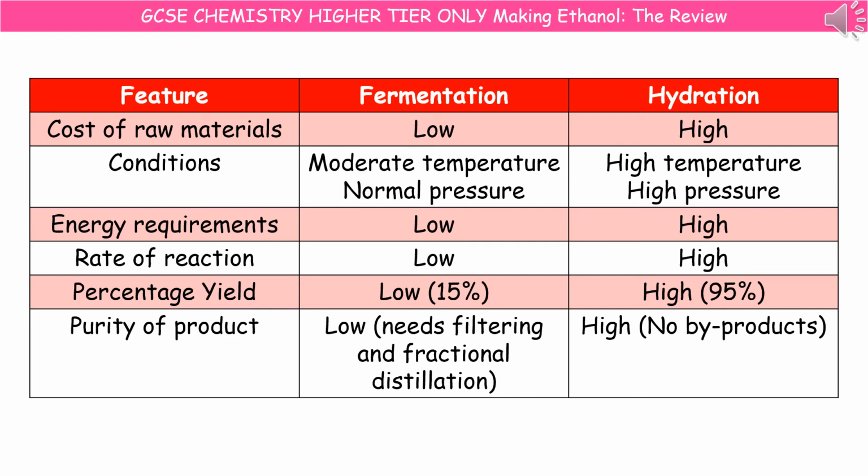The last thing we need to be able to do is to compare those 2 different techniques for making ethanol and then decide which would be best. So in the table I've given you a summary about these key features: the cost of the raw materials, the conditions, energy requirements, the rate of the reaction, percentage yield, and the purity of the product. So make sure you've learnt a few of those, if not all of them, so that if they ask you which one would be the best process to use in a given scenario, you can justify your answer.